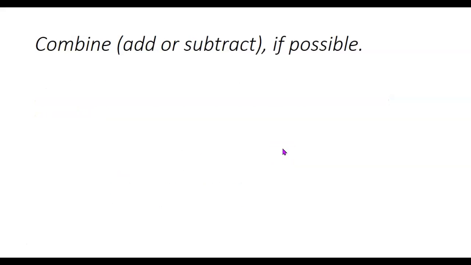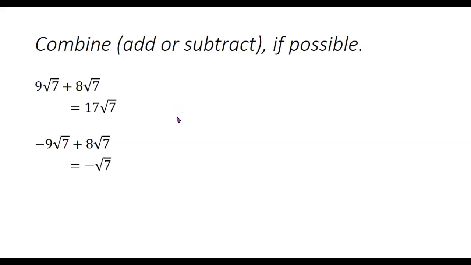So let's work through some examples. The directions are combine, that is, add or subtract, if possible. 9 times the square root of 7 plus 8 times the square root of 7. Yeah, we can combine those. The radical part is the same, so it adds up to 17 times the square root of 7. And the next example is almost the same, except there's a minus sign in front of the 9. So negative 9 root 7 plus 8 root 7 equals, well, negative 9 plus 8 would be negative 1. So negative 9 root 7 plus 8 root 7 would be negative 1 root 7, or just negative square root of 7.